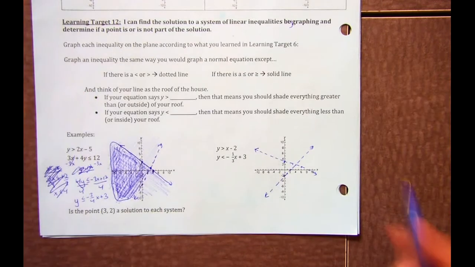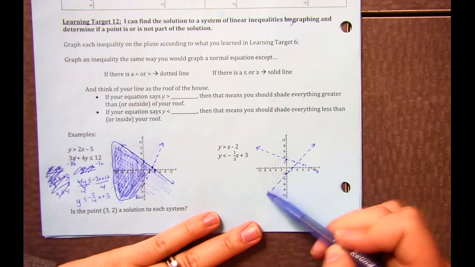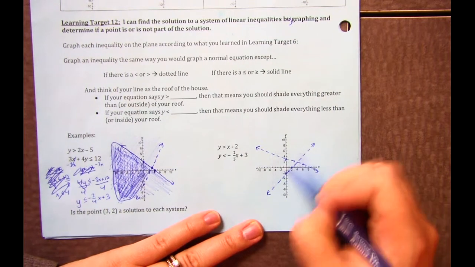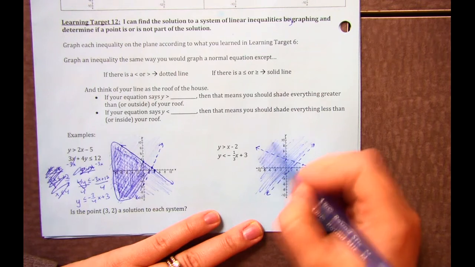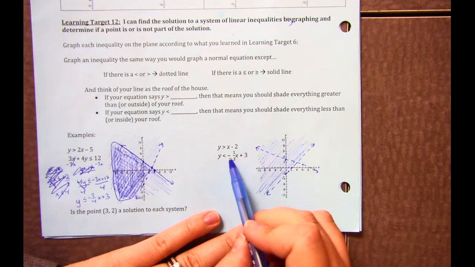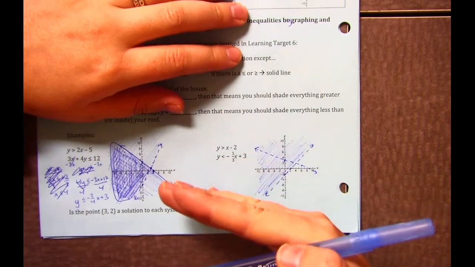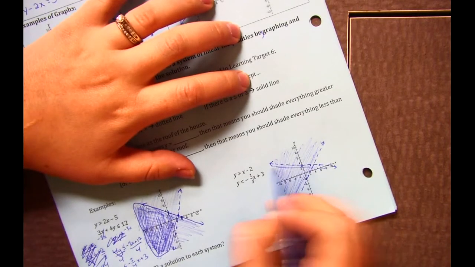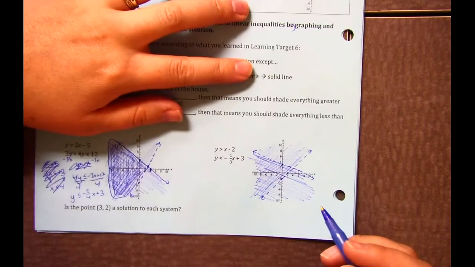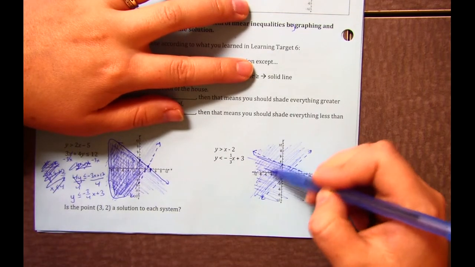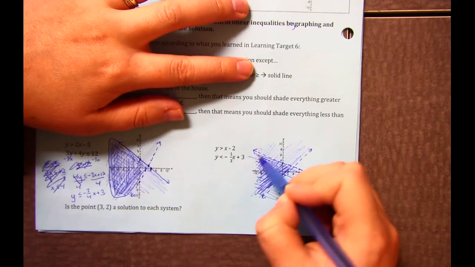Now let's figure out my shading. Of this first equation right here, it's y is greater than. So it's everything greater than my line or outside the roof, the great outdoors. For my second equation, it's y is less than. So it's everything less than my line. So it's all of this. So the part where they overlap is right in this area. So that is my solution.